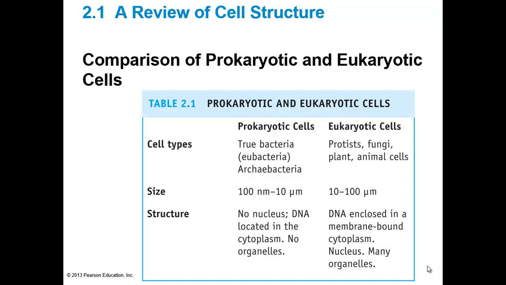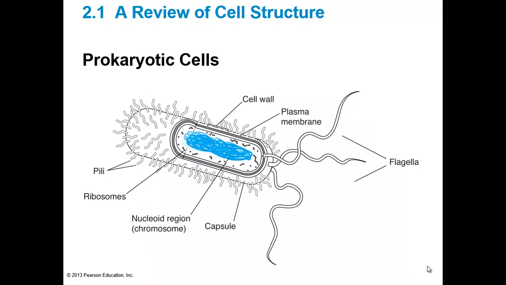Prokaryotic cells have no true nucleus. The DNA is located in the portion of the cell called the nucleoid, which is in the cytoplasm, and they have no organelles. And obviously, prokaryotic cells are smaller than eukaryotic cells. Eukaryotic cells include the kingdoms of protists, fungi, plants, and animals. They can be 10 to 100 microns large. And then you have the true nucleus and you have organelles.